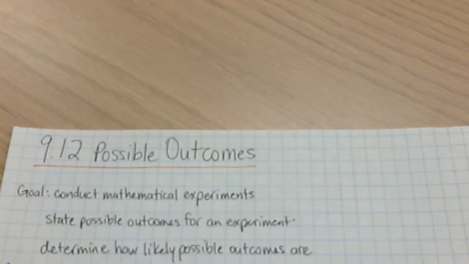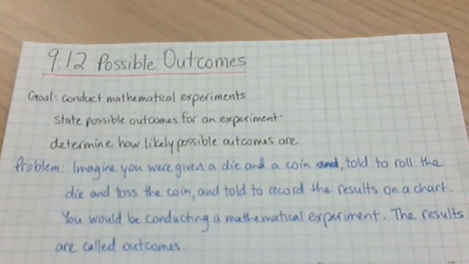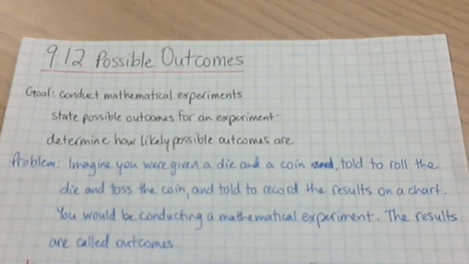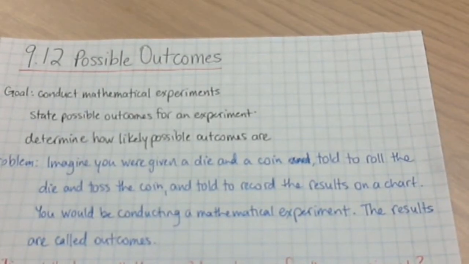So, the problem that we're going to be working with today, we're going to imagine that you were given a die and a coin, told to roll the die and toss the coin, and told to record the results on a chart. You'd be conducting a mathematical experiment. The results are called outcomes.